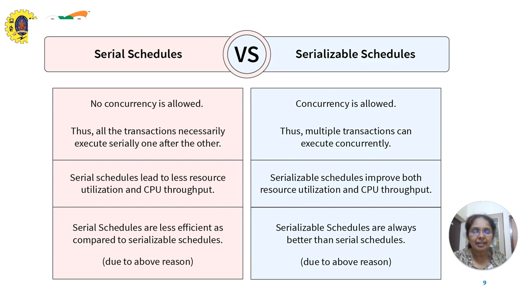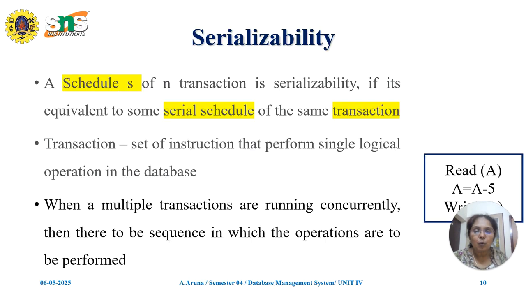The reason is that it will release the resource only after one particular transaction is completed in that particular schedule. So it is less efficient when compared to the serializable. In most cases, for improving our throughput rate and resource utilization in real world applications, we go for a serializable schedule. That is a non-serial schedule. So what do we mean by serializability? A schedule of n transactions could be called serializability. All non-serial schedules we can call serializability.